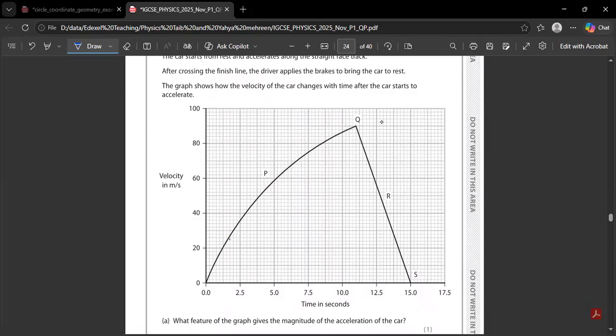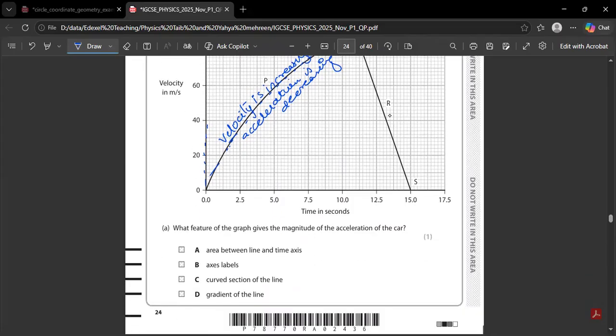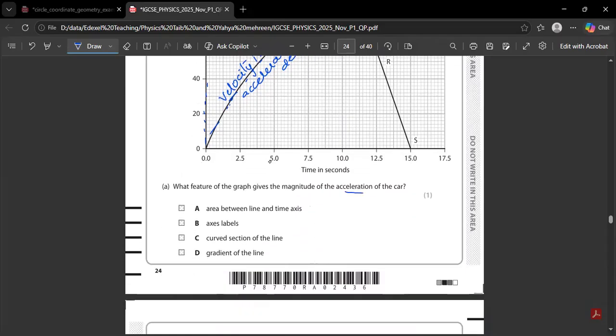Okay, so its velocity is increasing, but its acceleration is decreasing, right? Do you all agree with this? Every time we are getting an increase in the velocity. But if you find out the change in the velocity, the change is decreasing, right? That means acceleration is decreasing. This is clear. Acceleration is decreasing here.